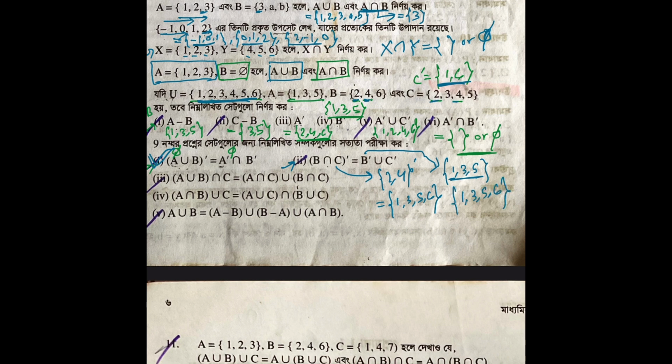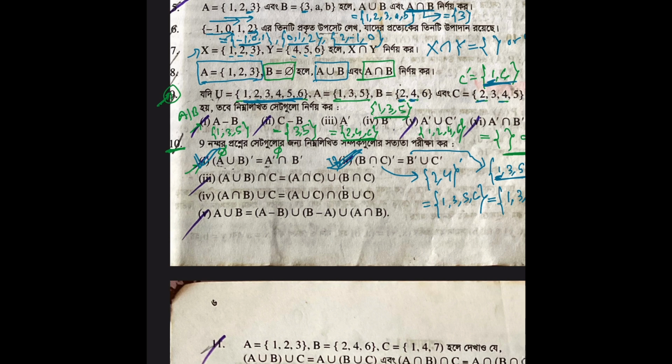You see, the common numbers are written only once. It's not repeated. So you can see that these two are equal. So this is also verified.